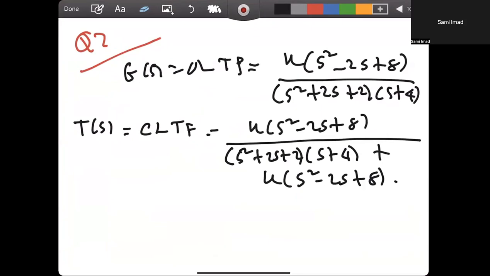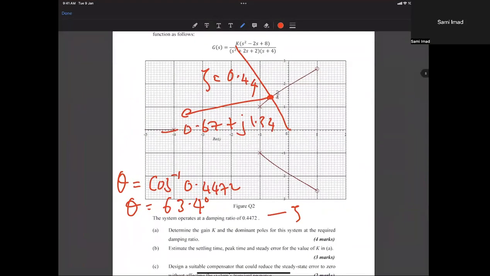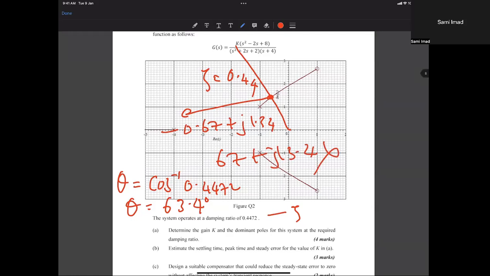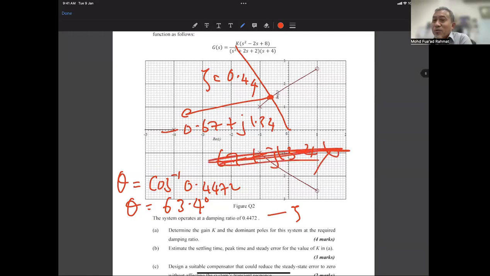Excuse me, Doctor. If we use a protractor, we may get a slightly different number, because I'm not sure we can get 0.67 to the second decimal place. Will it still be okay? If you got 0.7 only, will it affect the answer that much? Small value is okay, accepted. But if you get 67 plus j13.4, this one is wrong, it's too far away. No worries about that, okay?